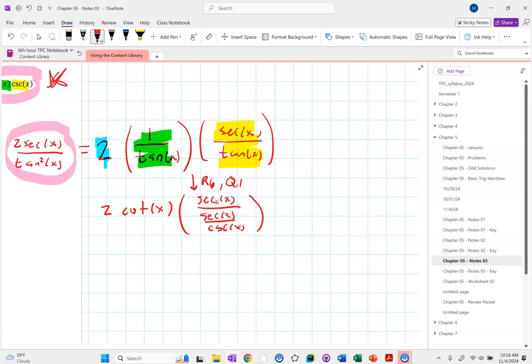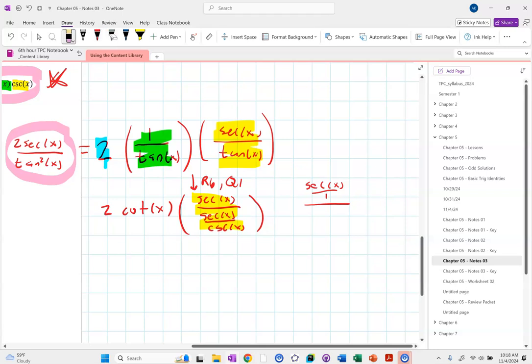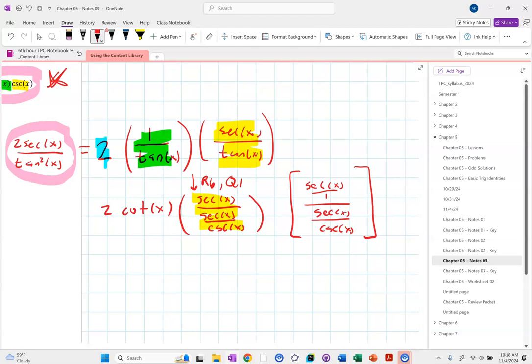Everybody's okay there? Now, let's look at this thing and think about this for a minute. So I'm probably going to think about it really as the numerator is secant over 1, because we got one of these weird complex fraction things, right? Everybody feels okay with me thinking about it this way?